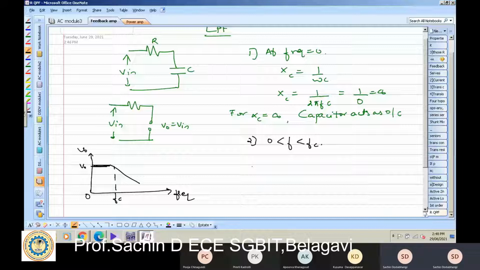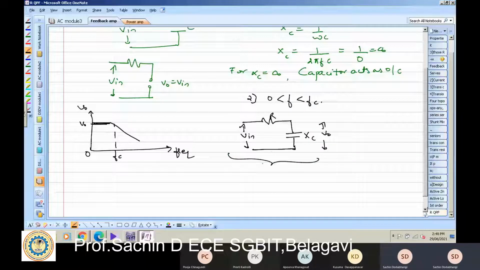I can apply the voltage divider rule. This is my input voltage. The same circuit I can draw in another way also: the resistor and capacitor, ground connection. This is my input voltage, R, C, and the voltage across C is the output voltage. Both diagrams are the same.